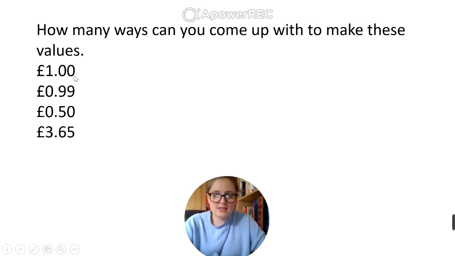How many different ways, how many different coins can you use to make £1? How many different ways and using how many different coins can you use to make 99 pence? How many different coins and how many different ways can you make 50p? And then, this one's a little bit trickier. How many different ways can you make £3.65? Okay, that's all I want you to do today: how many different ways can you make these values?